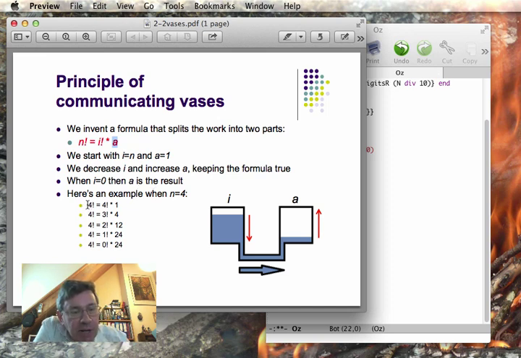Okay? So here's an example. When n is equal to 4, we start here at the beginning. 4 factorial is equal to 4 factorial times 1. So i is equal to 4 and a is equal to 1. Now we decrease i by 1 from 4 to 3. And we have divided by 4 in doing that. So we have to bring back the 4 somehow. So we multiply the a by 4, from 1 to 4. And then we continue. We decrease the i from 3 to 2. So we've divided by 3. We have to multiply the a by 3. 4 times 3 is 12. We continue, 2 to 1. 12 times 2 is 24. 1 to 0. So 24 times 1 is 24. And the result is 24.